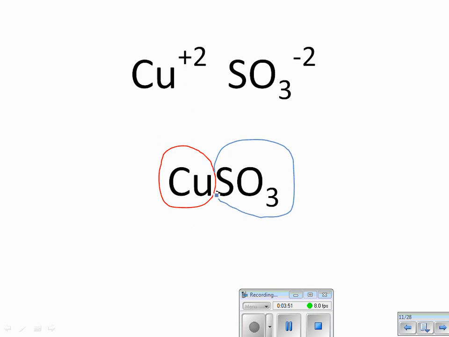When ions are attracted to one another and form a bond, their charges zero out. So if their charges zero out, it has to be a 1-to-1 ratio. So if sulfite is -2, copper must be +2. And how are we going to use this information when we name the compound?